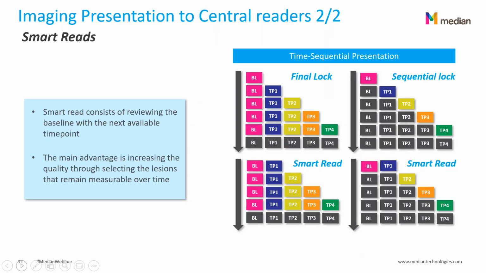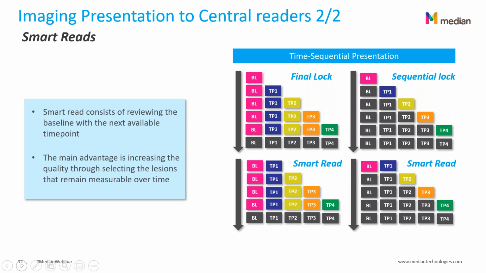Another type of imaging presentation to the readers is smart reads. The smart read concept is quite common and you've probably heard that term before. This consists of reviewing not just the baseline alone, but only when the next available time point is available. So in this way, the main advantage is increasing the quality through selecting the lesions that can remain measurable over time. Sometimes it could be better for the reader to make their assessments seeing one time point and the next one close together. So in this way, they can make a better assessment as opposed to just reading the baseline alone when it's received.